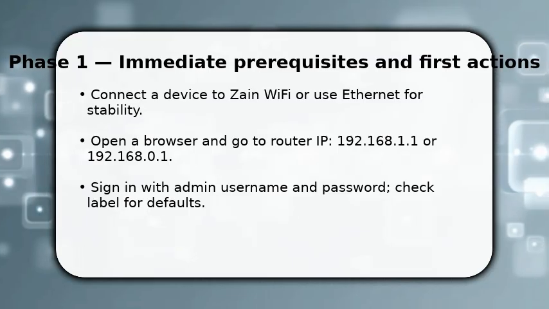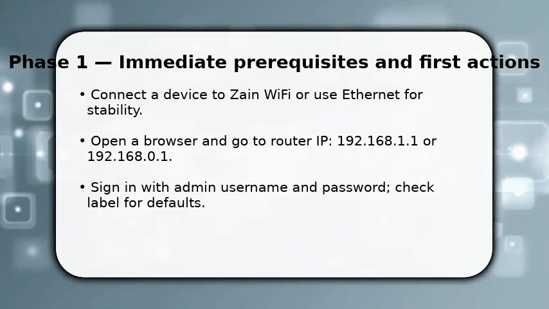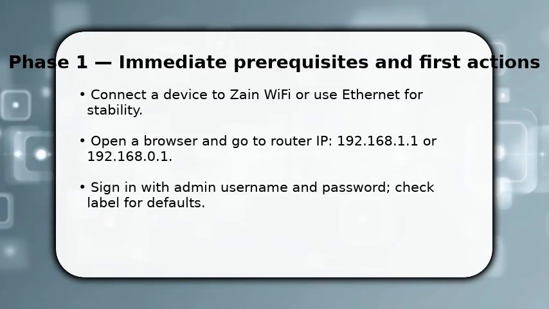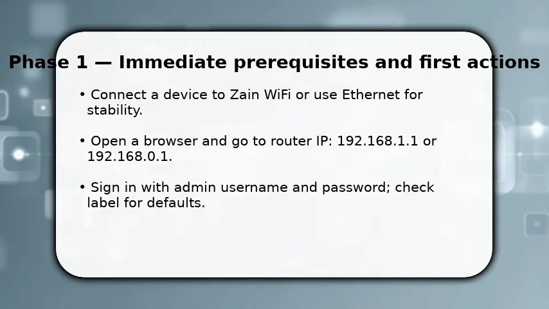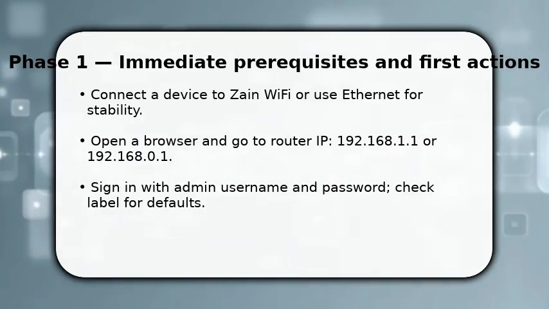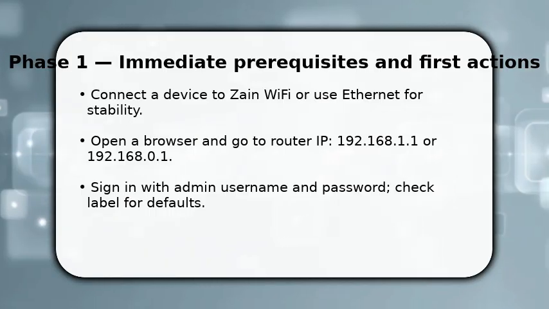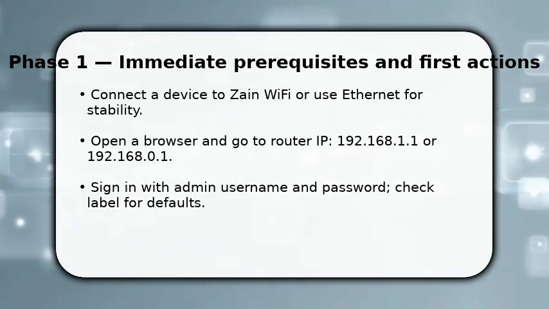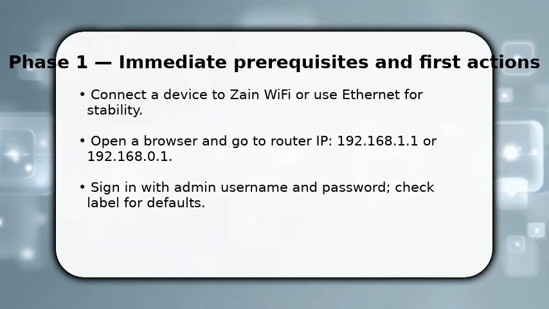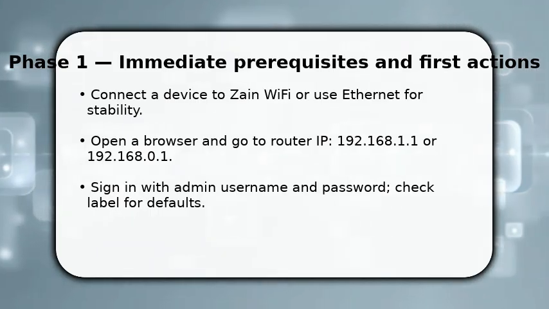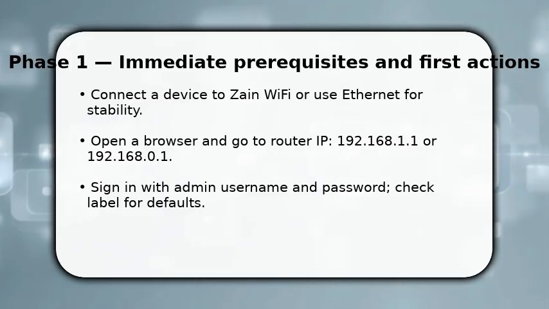You start by connecting directly to the Zain network. Use Wi-Fi or, preferably, an Ethernet cable for a stable link. Once connected, open your browser and enter the router IP, typically 192.168.1.1 or 192.168.0.1. This takes you to the admin page.